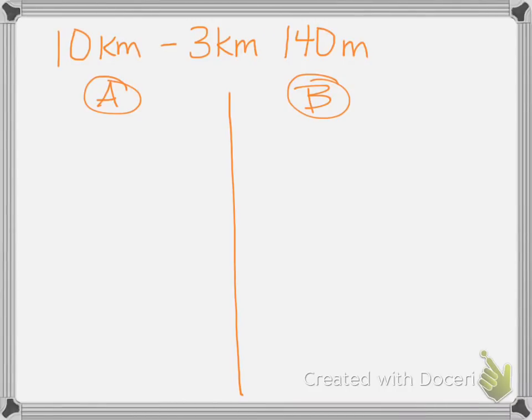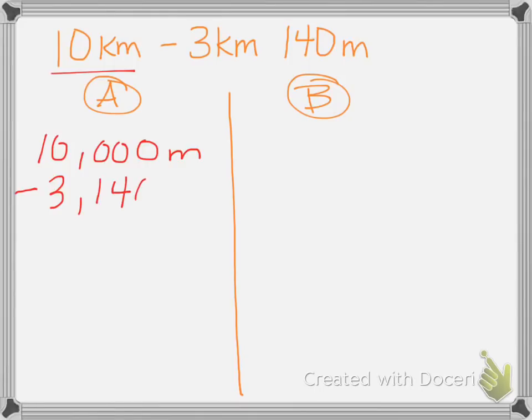Now we're going to do a subtraction problem, actually 2 subtraction problems. We have 10 kilometers minus 3 kilometers, 140 meters. So the first thing we're going to do is convert to meters. 10 kilometers would be 10,000 meters. Tag on 3 zeros, multiplying by 1,000. Minus, we would have 3,000 meters plus 140 meters is 3,140.